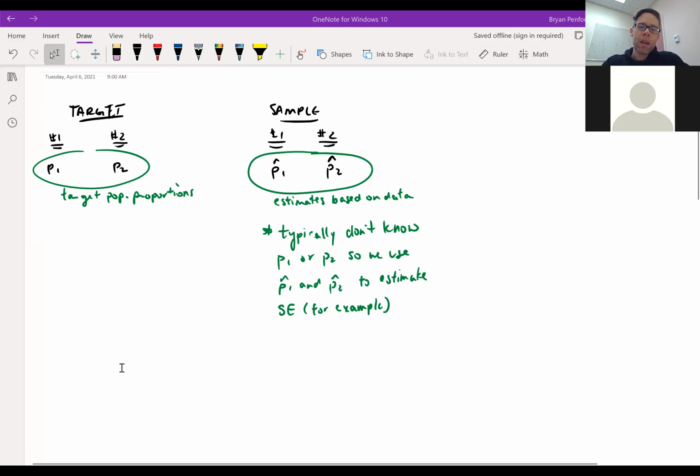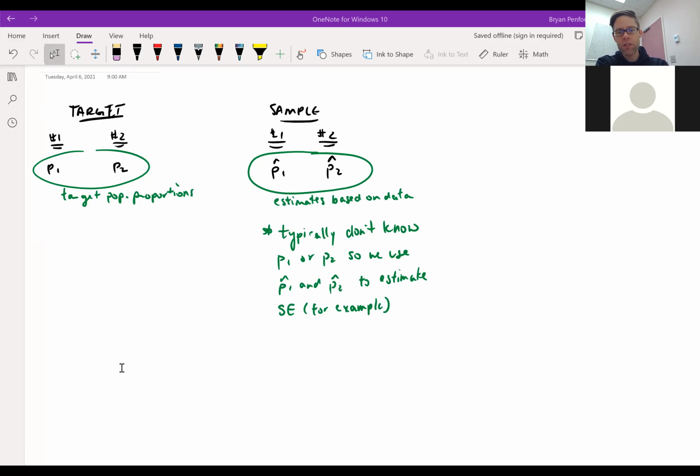So when it came down to two proportions, it always comes down to thinking about what the target is, what's happening in the target, and what's happening in the sample or in the data that you collected. For two proportions, we had P1 and P2. We had our two subsamples. Those were our two target proportions. When I go to collect the data, again, I have these two subsamples and I estimate what I think the target proportions are based on the data.